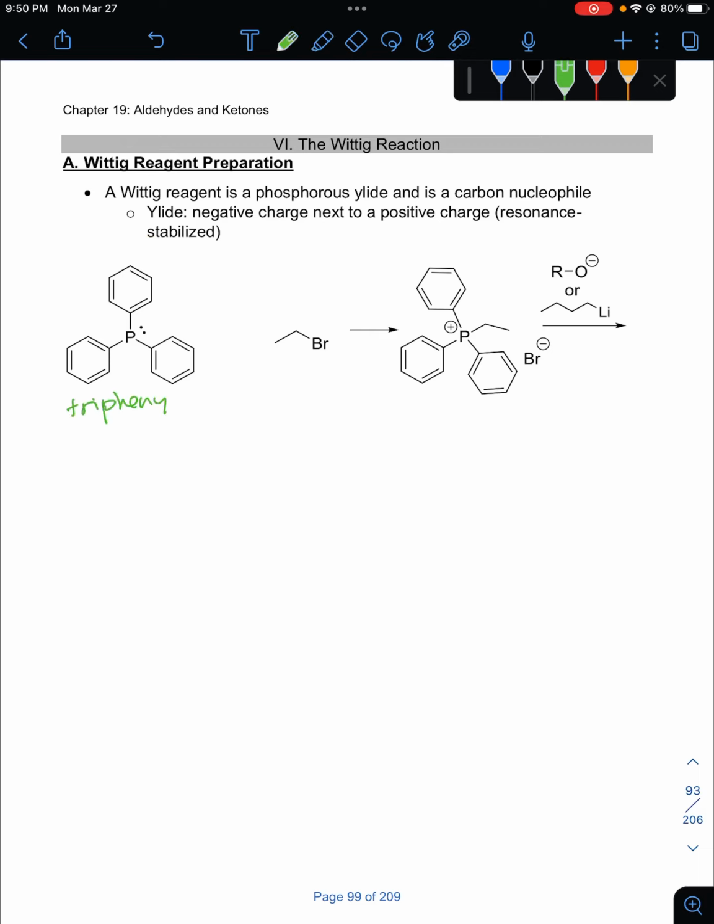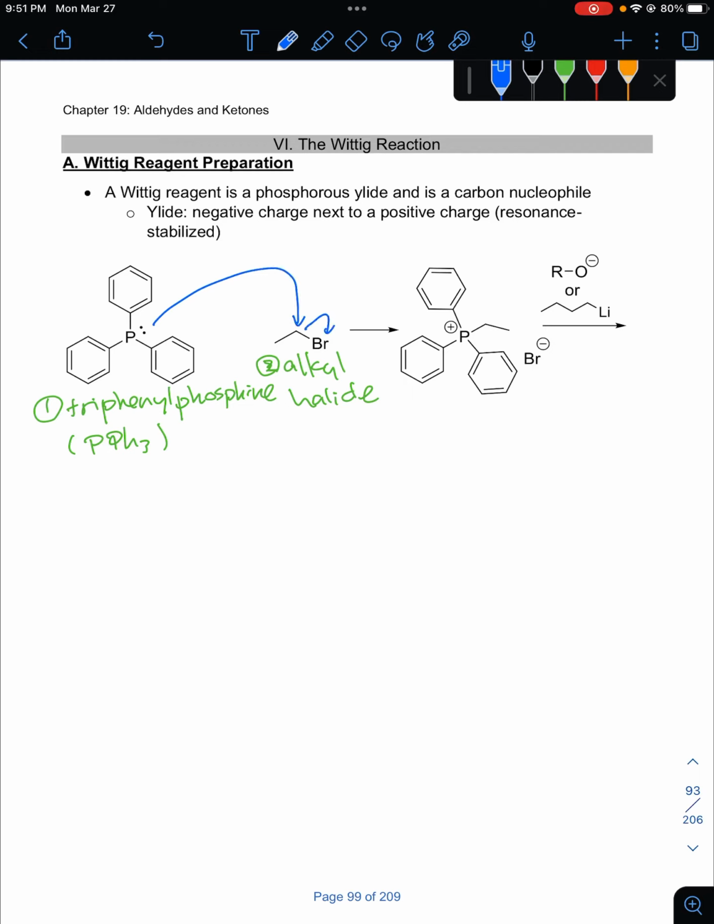It's triphenylphosphine. In the literature or in the textbook, it's often abbreviated like so, so just be aware of that. And then, that's the first ingredient, you also need an alkyl halide. This is a 2° alkyl halide, because the phosphine has to do an SN2 reaction.